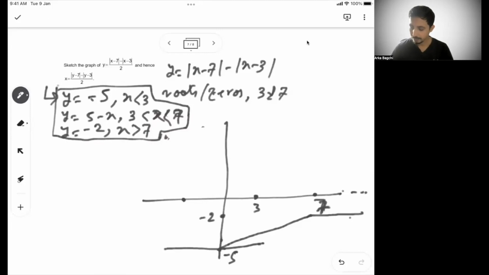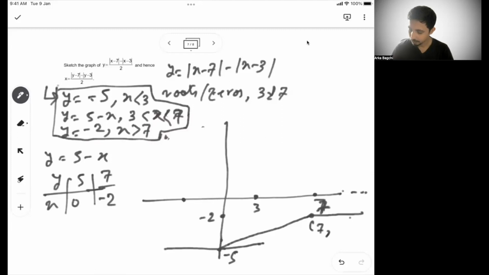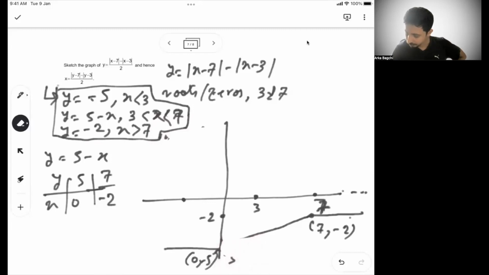If I just put y equal to 5 minus x, so when x is 0, then y is 5. Similarly, if x is 7, y is -2. This is the point 7 comma -2, and this is the point 0 comma 5. So this is going to be the graph, and obviously we will not have this section. Okay, so the graph will be like this.